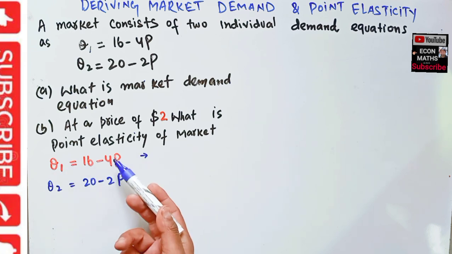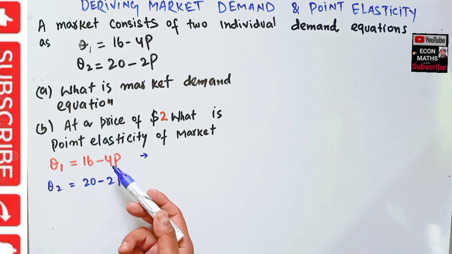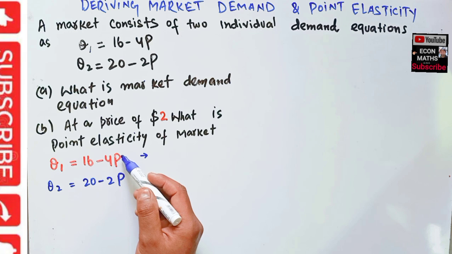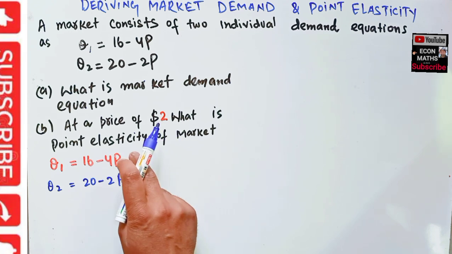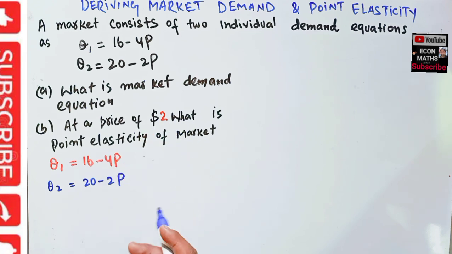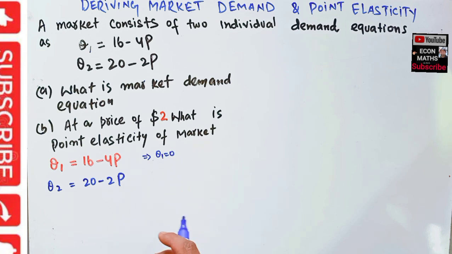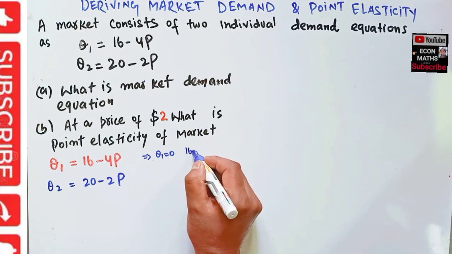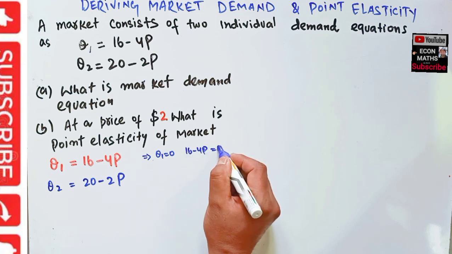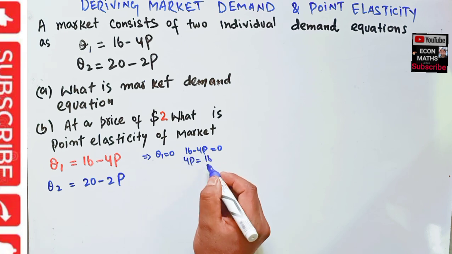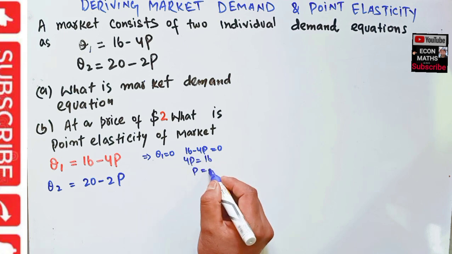If we solve it for P, let us say we want to find out the price at which Q1 is equal to 0. So when Q1 is equal to 0, 16 minus 4P should be equal to 0, or 4P is equal to 16, which implies P is equal to 4.